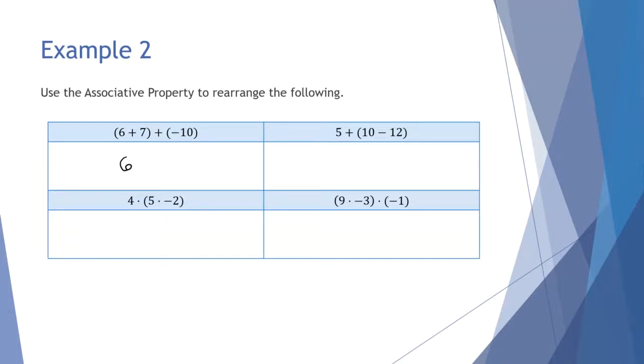So I can first write these without any parentheses, and I could instead group 7 and the negative 10 together with parentheses instead of the 6 plus 7. So that's the associative property. I'm changing which items I have grouped together.